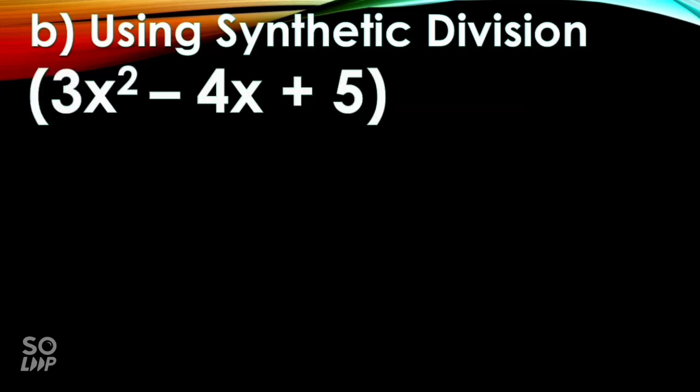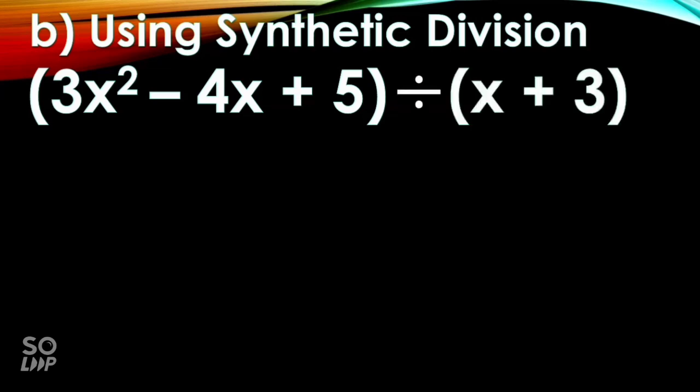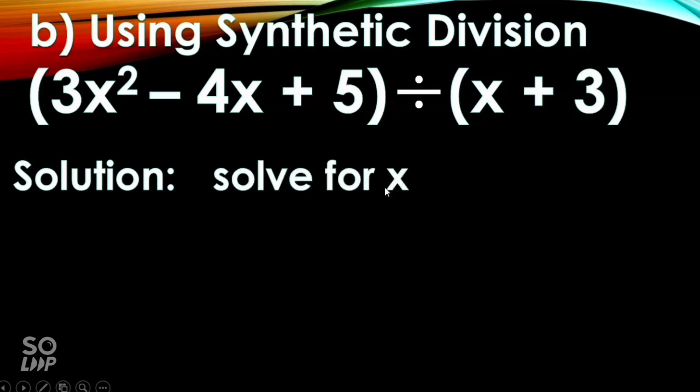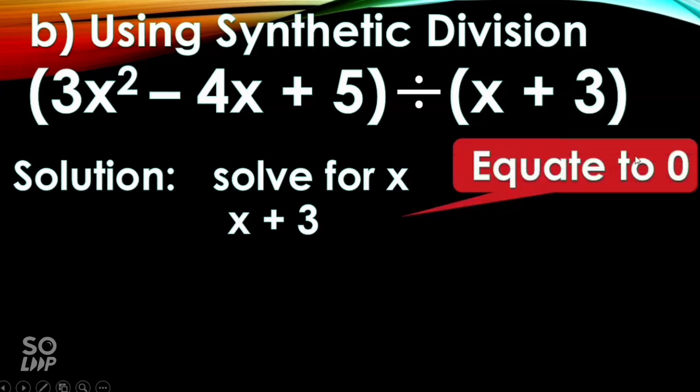Okay, ngayon naman gagamitin natin ang synthetic division para makuha ang remainder ng polynomial natin. Okay, we have 3x squared minus 4x plus 5 divided by x plus 3. Okay, 3x squared minus 4x plus 5, ito yung polynomial natin o ito yung dividend, and x plus 3 is the divisor o yung x minus r. So, the first step is to solve for x. To solve for x, kailangan natin siyang i-equate sa 0. So, x plus 3 equals 0.